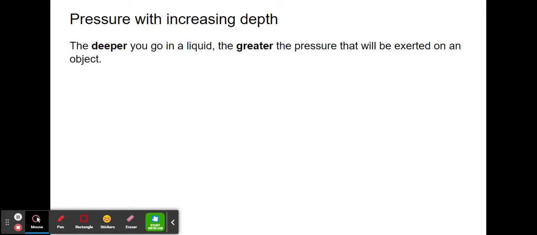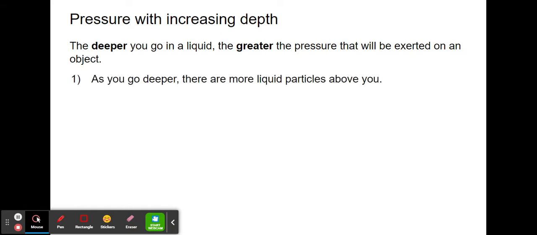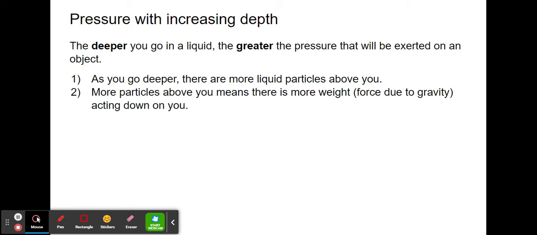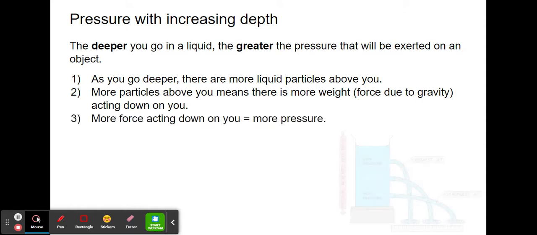So, what happens to pressure as we go deeper into a fluid? Well, the deeper you go into a liquid or a fluid, the greater the pressure that will be exerted on an object. The reason for this is as you go deeper, there are going to be more liquid particles that are above you. More particles above you means there is more weight, which is the force due to gravity, which will be acting down on you. If there is more force acting on you, there is going to be more pressure.